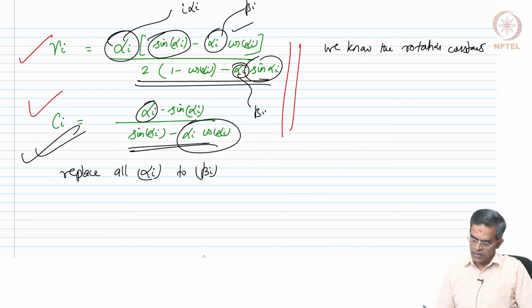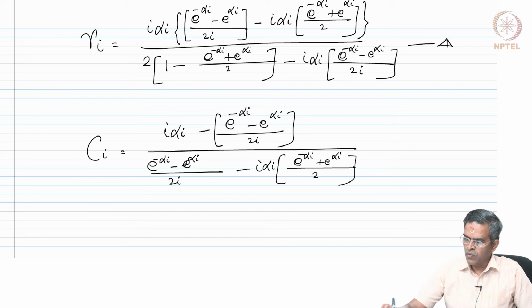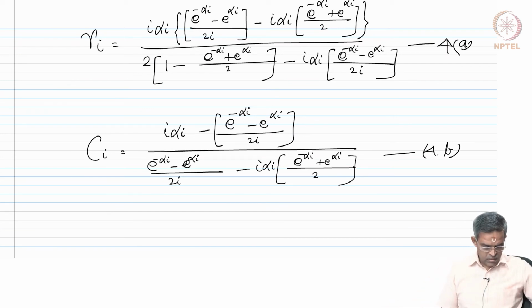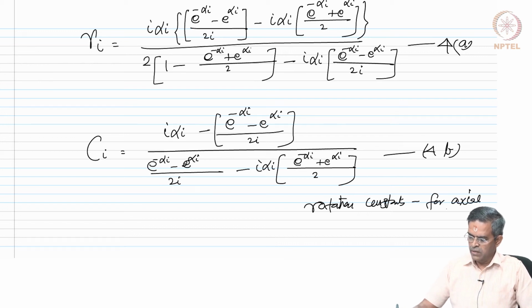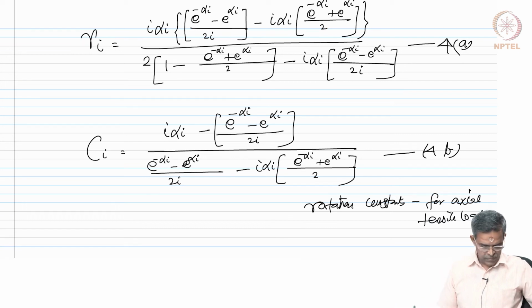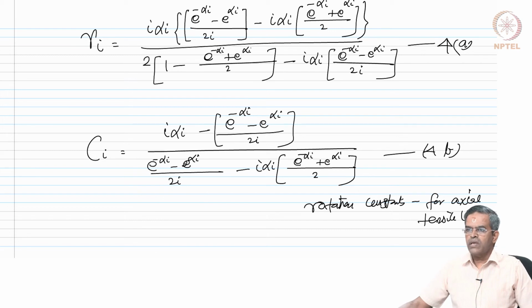We call this equation numbers 4a and 4b, which are now the rotation constants for stability function for axial tensile load. Now, I can simplify these two equations further.